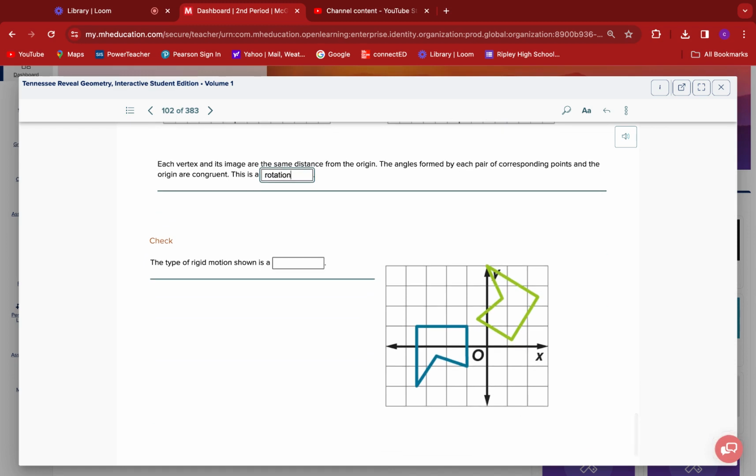All right, we got to check. On the top of page 97, got to check here. They want the type of rigid motion. And again, the top 3 are translation, reflection, rotation. Dilation is not a rigid motion because it changes the size of it. So you guys, this looks like a rotation to me because it goes around. So rotation. All right. Moving on.